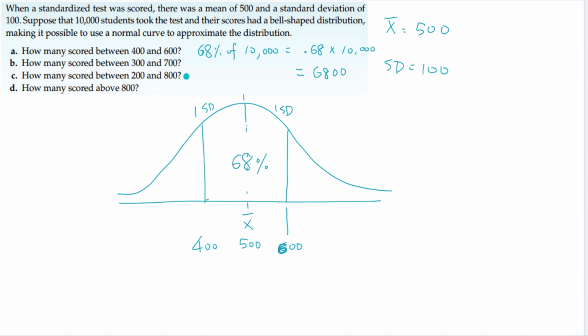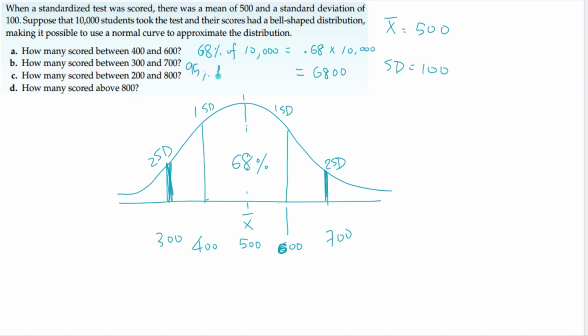Then let's think about 300 and 700. We know two standard deviations is 200. So 200 less than 500 is 300, and 200 more than 500 is 700. So this is two standard deviations, from all the way here to all the way there. Everybody here is within two standard deviations. Of course, the number increases, right? And what's the number? That is 95%. There we go.